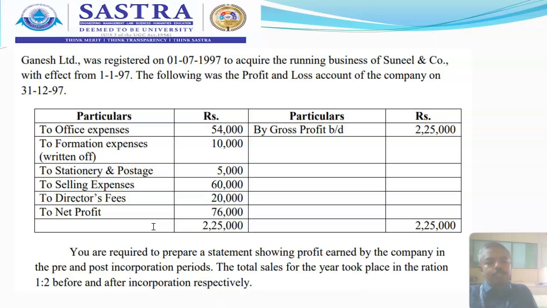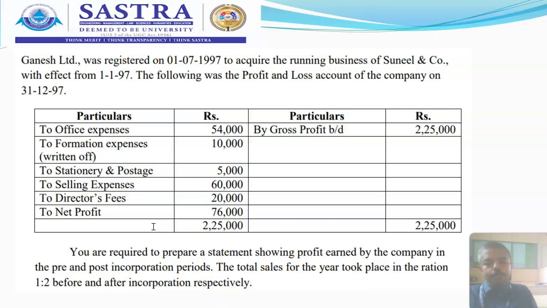This has a fixed nature of expense, because if you work in businesses or companies, they used to have a fixed budget for stationery and postage expenses. Since it has a fixed cost nature, we can allocate the expense based on time ratio. So what is the time ratio now? The time ratio is 1:1. So now the amount of 5,000 can be apportioned to pre-incorporation and post-incorporation period by 1:1.